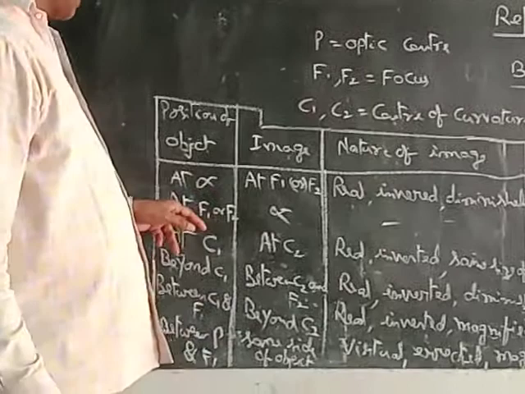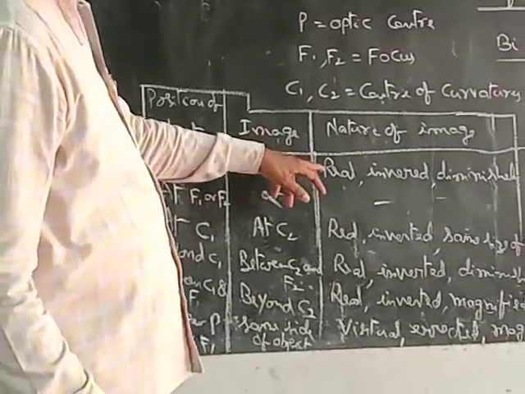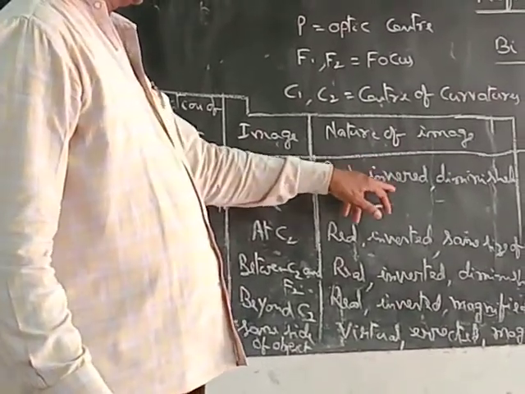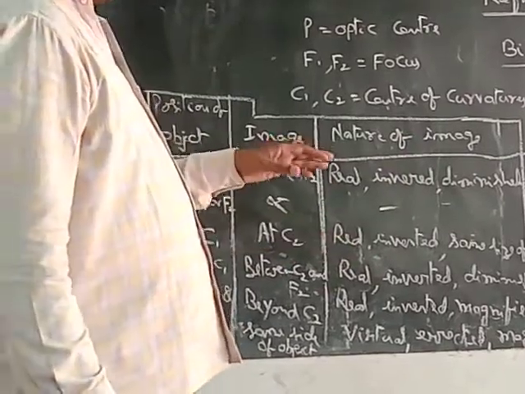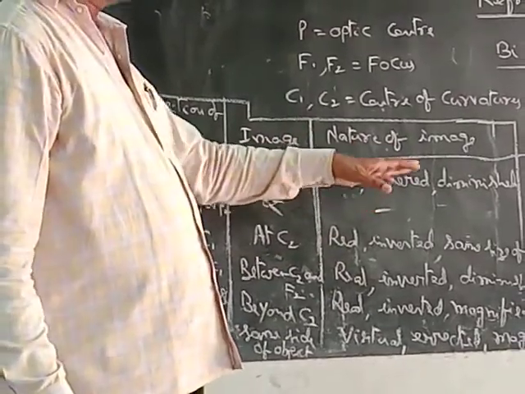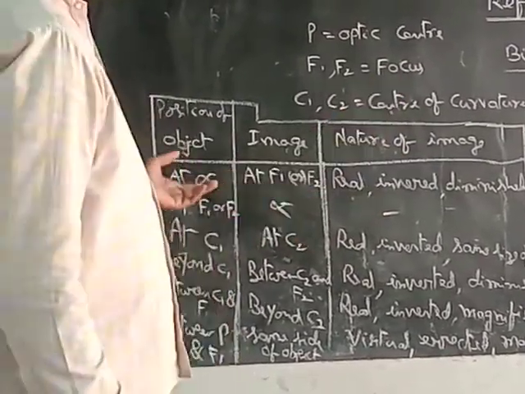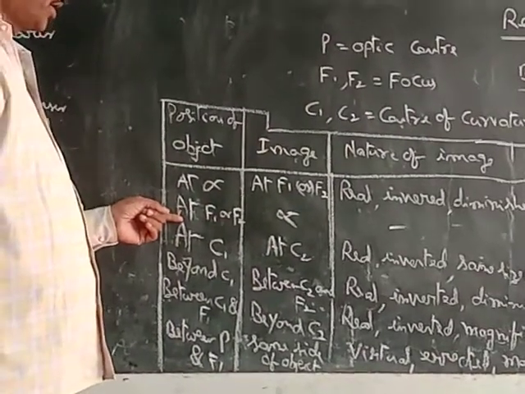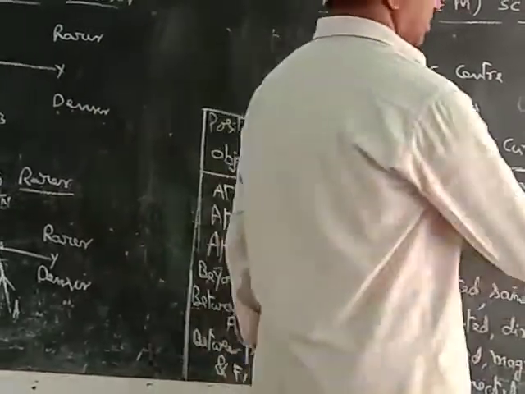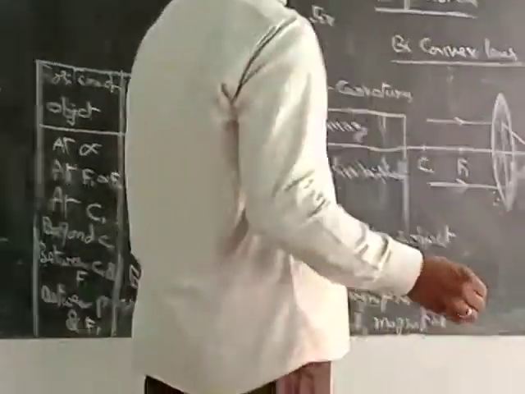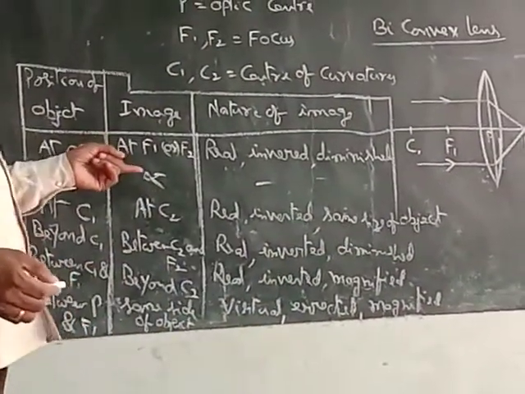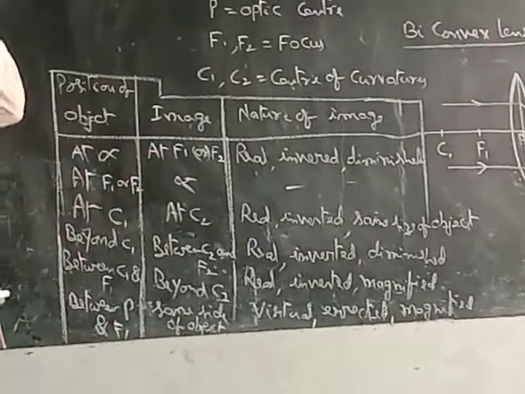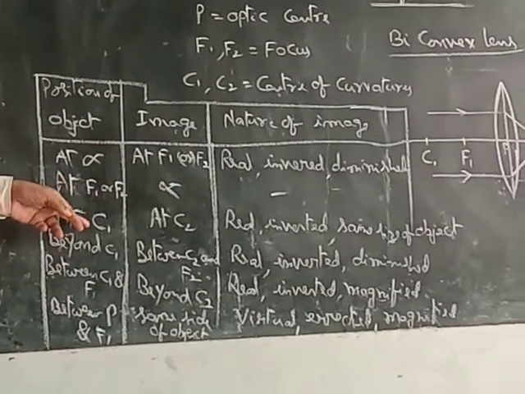Second one is, what is the nature of image? Real image, inverted, diminished. In any case, real image means inverted. Next one is diminished. Then it depends upon the position. At F1 or F2: suppose object is placed at F1 or F2, the image formed is at infinity. Third one is at C1.